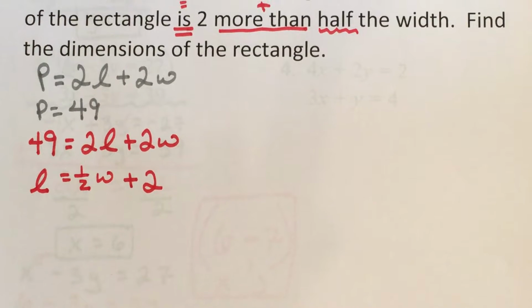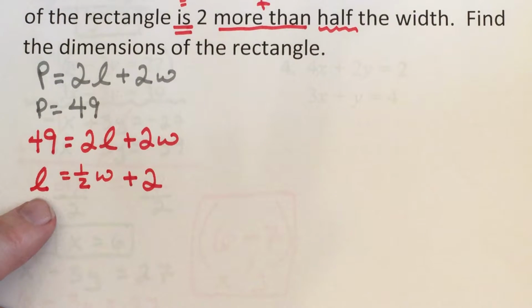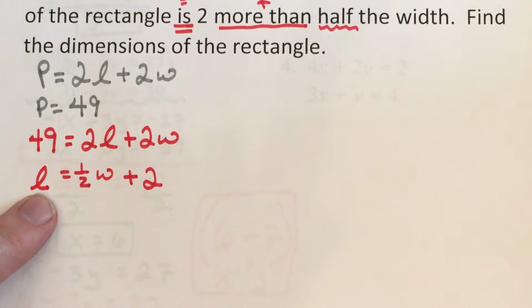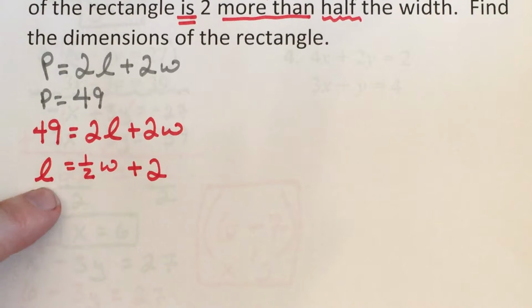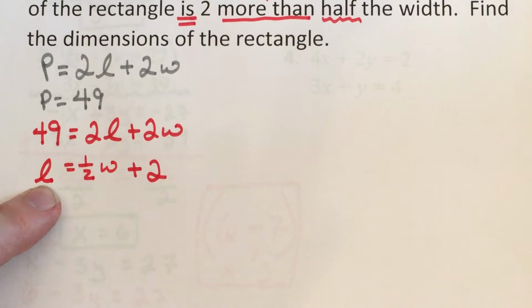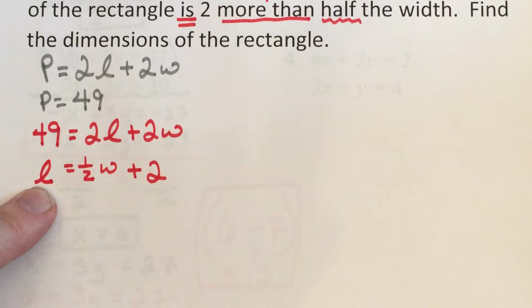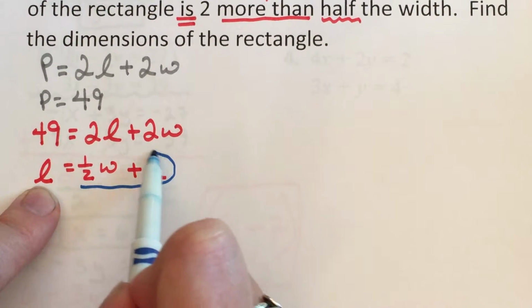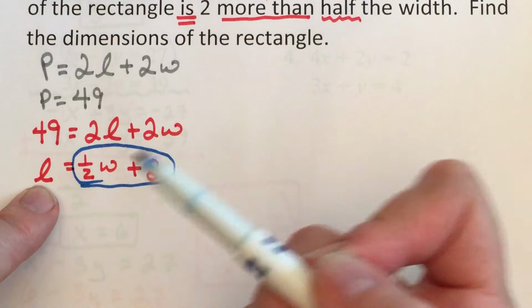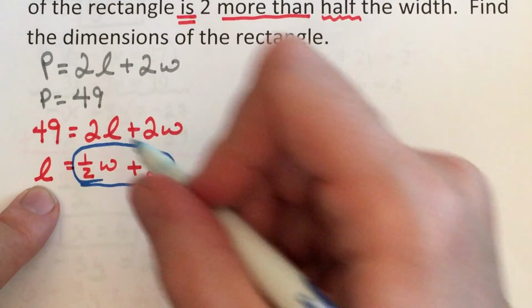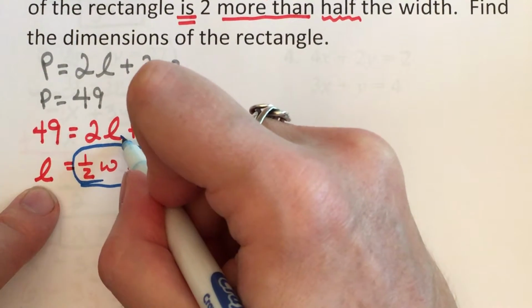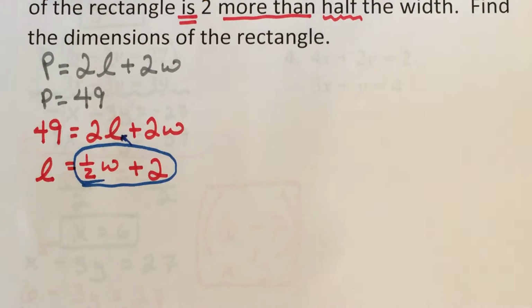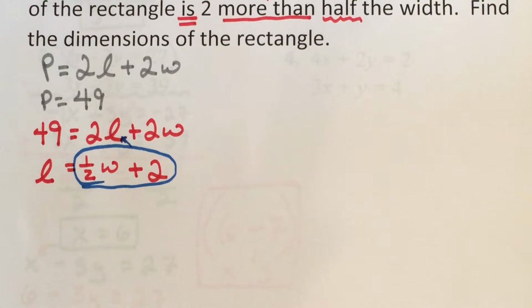This is a throwback to the previous lesson where we solved by substitution. How do I know this is going to be substitution? One of my equations is solved for a variable already. So we don't have to do too much work as far as getting it prepped to solve. So let's go substitute this into the other equation.